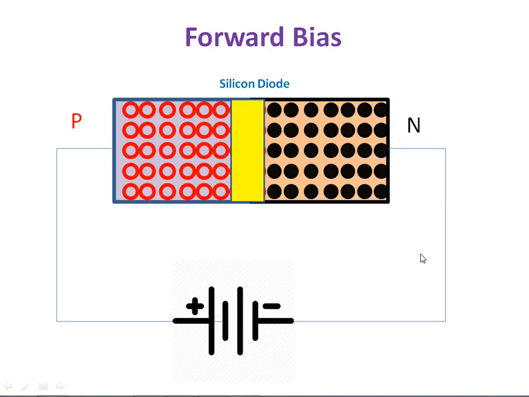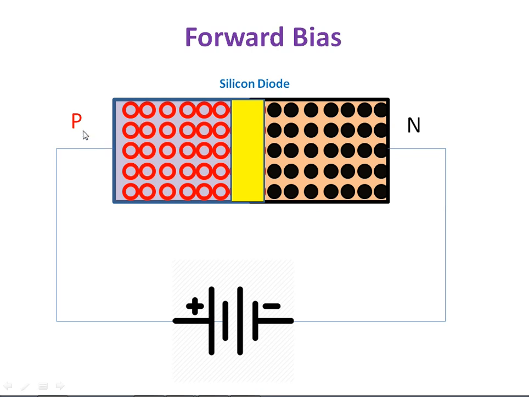Hello students, let us discuss the relationship between the applied voltage and the width of the depletion layer. Consider a silicon diode. You know very well that for a silicon diode the voltage required to break this depletion region is 0.7 volt, which is known as the cut-in voltage or barrier potential. So here the diode is forward biased.